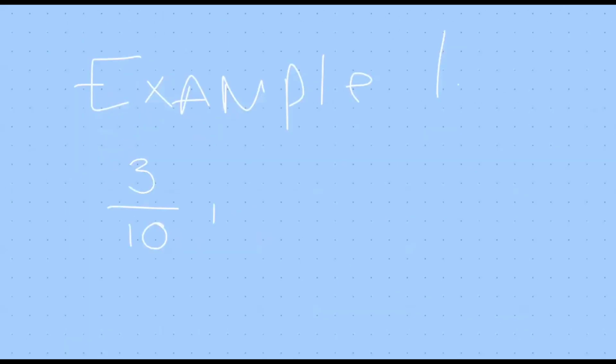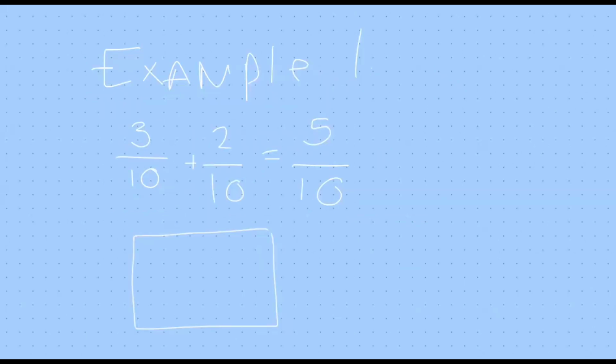So we've got 3 over 10 and we're going to add 2 over 10. The bottoms are the same, so we go to step 2, we add as normal. So 3 add 2 is 5, 5 out of 10. A lot of students want to do 10 add 10 is 20 and add the bottom.